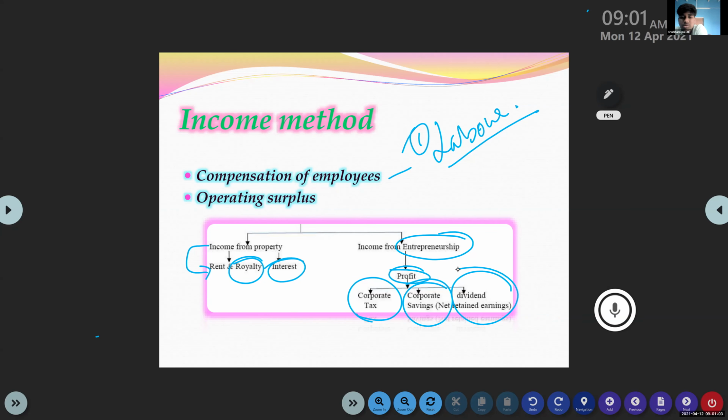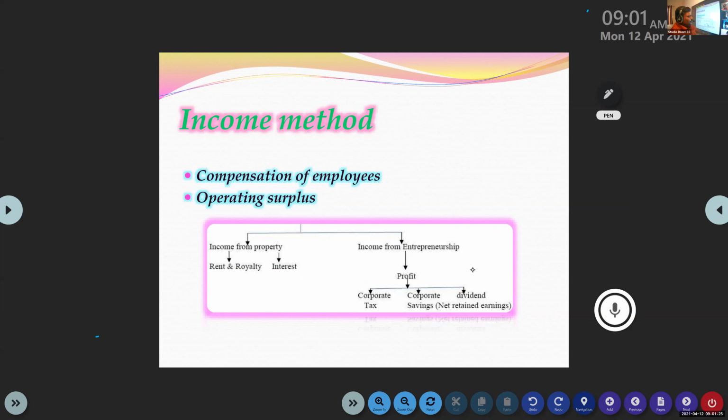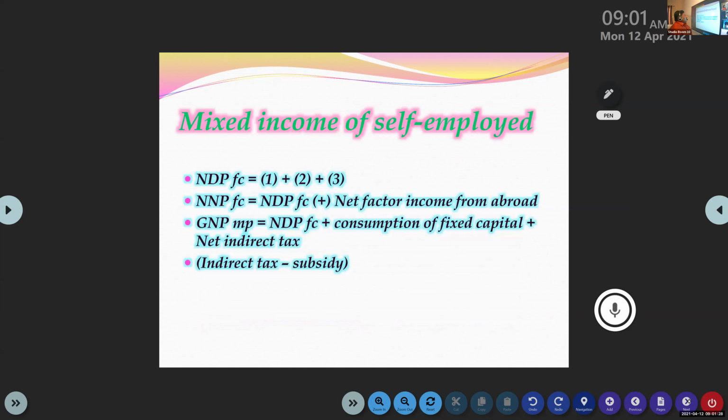Sir, one more thing is there now. What is that? Mixed income from self-employment, right? Yeah, that's it. Mixed income from self-employment. Okay, I will tell you. So first understand this one, okay? Yes, sir. These ideas are clear. It is mixed income from the self-employment. I will tell you. Okay, so just write all these things now. Moving forward. Next one, mixed income of the self-employed.